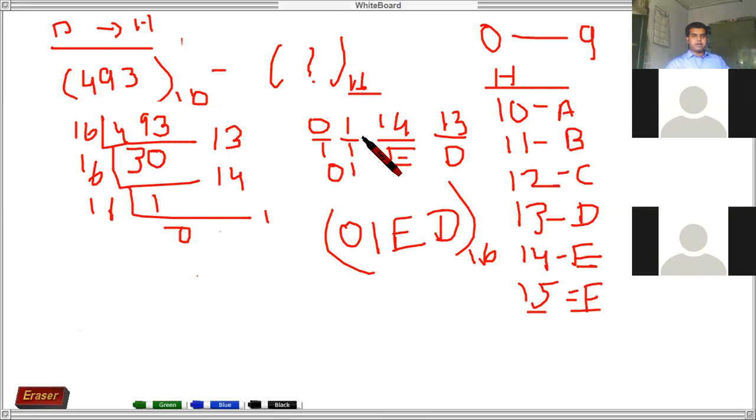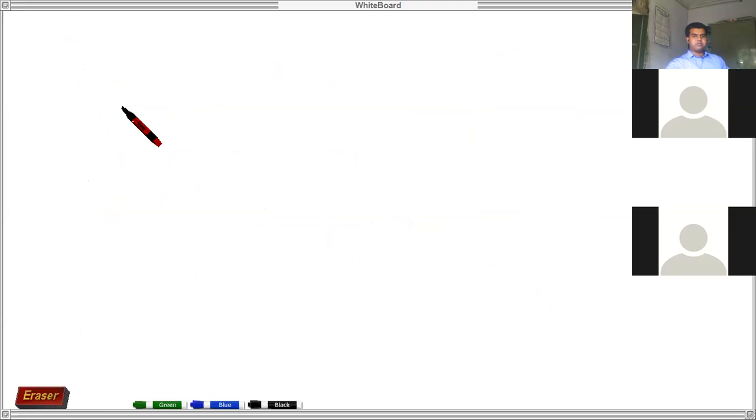Okay, always remember any number which is more than 10 in the hexadecimal number system has to be given by the alphabets, that is A to F. Now today we have discussed two things, decimal to octal and decimal to hexadecimal. Now we will just discuss the reverse, that is octal to decimal and hexadecimal to decimal.